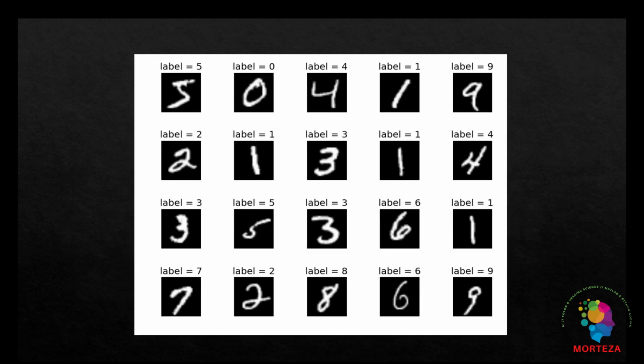The MNIST database, which stands for Modified National Institute of Standards and Technology Database, is a large database of handwritten digits that is commonly used for training various image processing systems. This database contains 60,000 training images and 10,000 testing images. Each image also has a label associated with it showing the digit the image contains. The size of the images are 28 by 28 and they are black and white images. Here is an example of the images. You see that the label associated with each image has the same value as the number the image is representing.